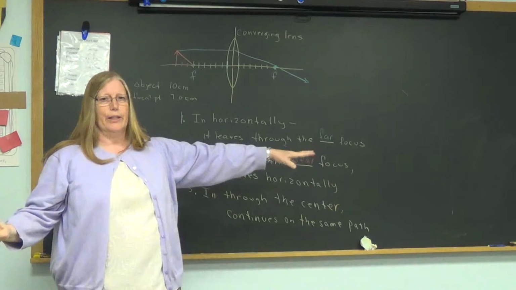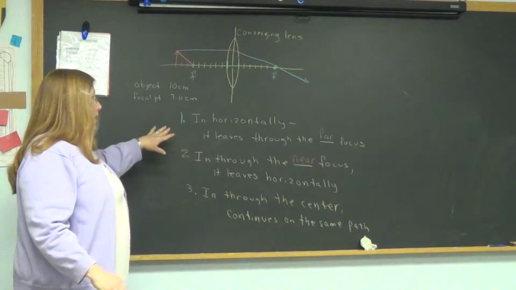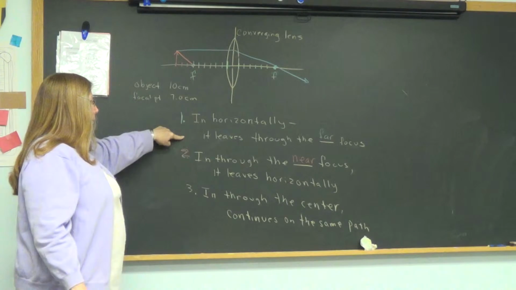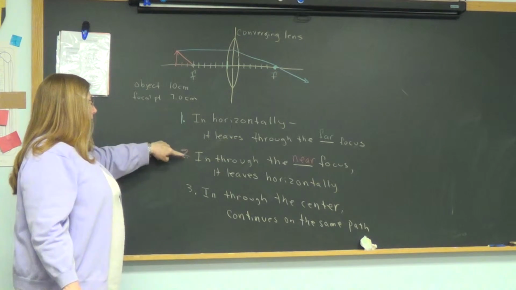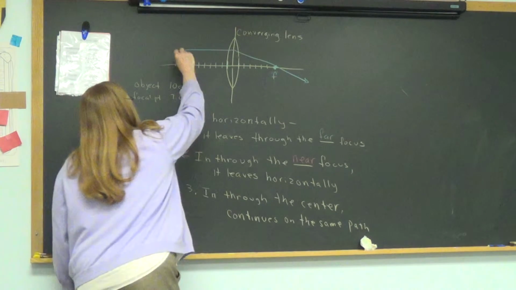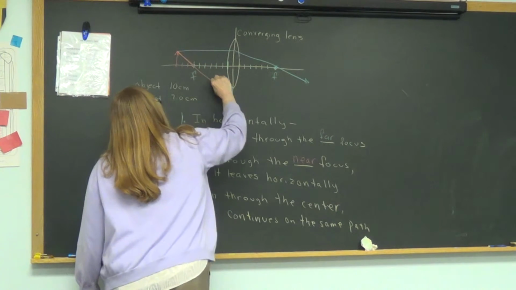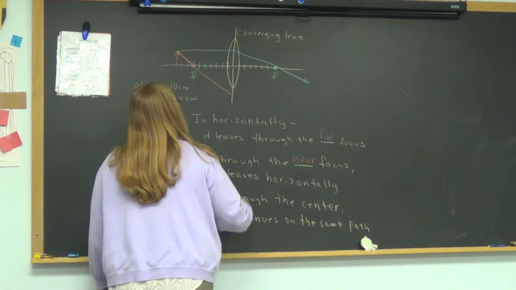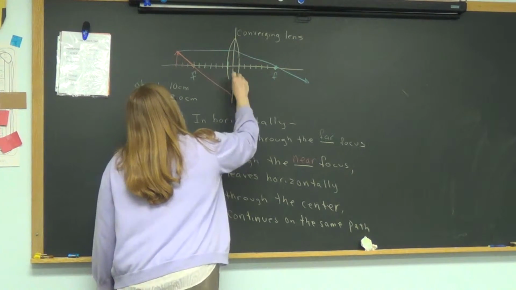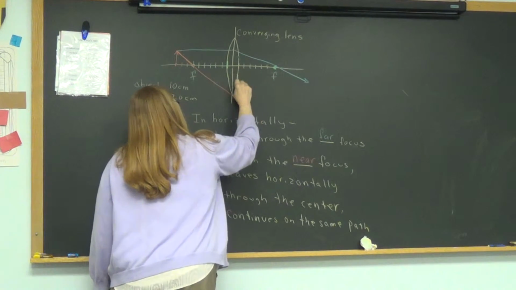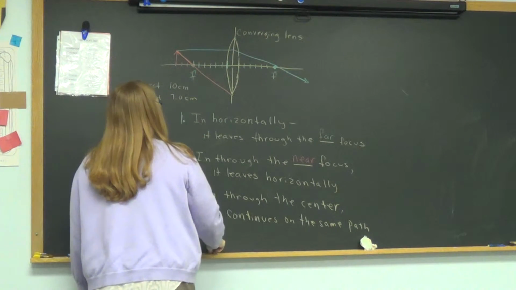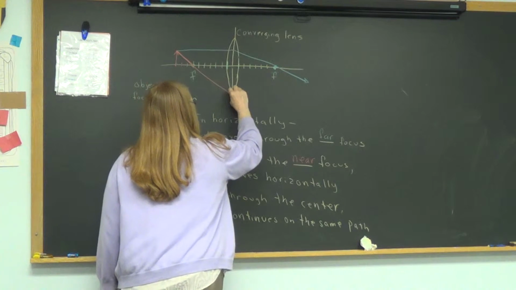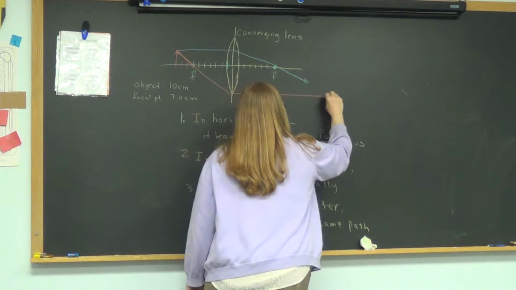Part is knowing which focus to go through. But the rule is: in horizontal, out through the far; in through the near, out horizontal. So I'm going to go in through the near focus. I'm going to have to extend my lens. And then from that point, once it hits the lens, it's going to go out horizontally.